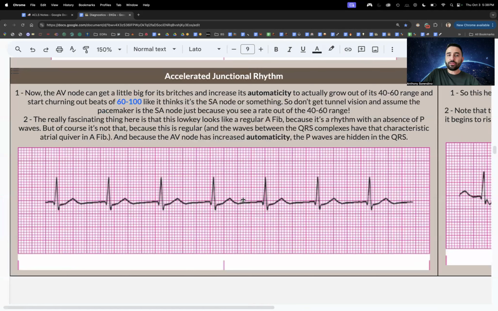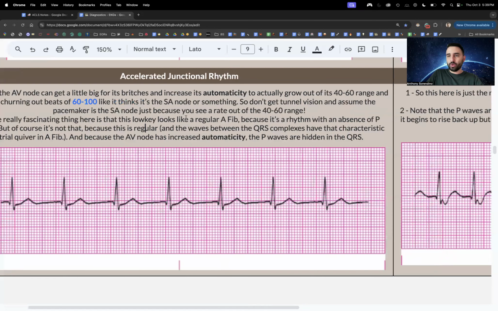The really fascinating thing here is that this kind of looks like a regular AFib because it's a rhythm with an absence of P waves, but it's not, because remember, AFib is irregularly irregular. AFib doesn't look this clean. When you see a rhythm with an absence of P waves, the first thing you always think is AFib, but that's not the case. This is an accelerated junctional rhythm because it's 60 to 100.